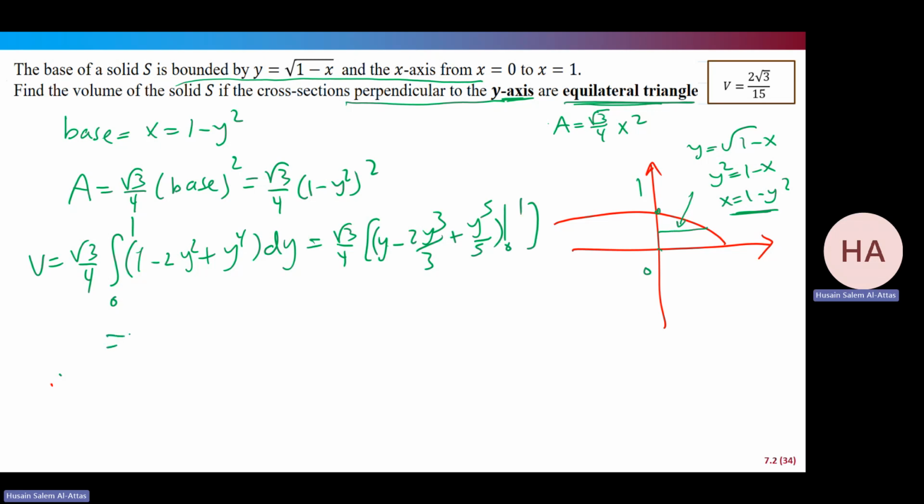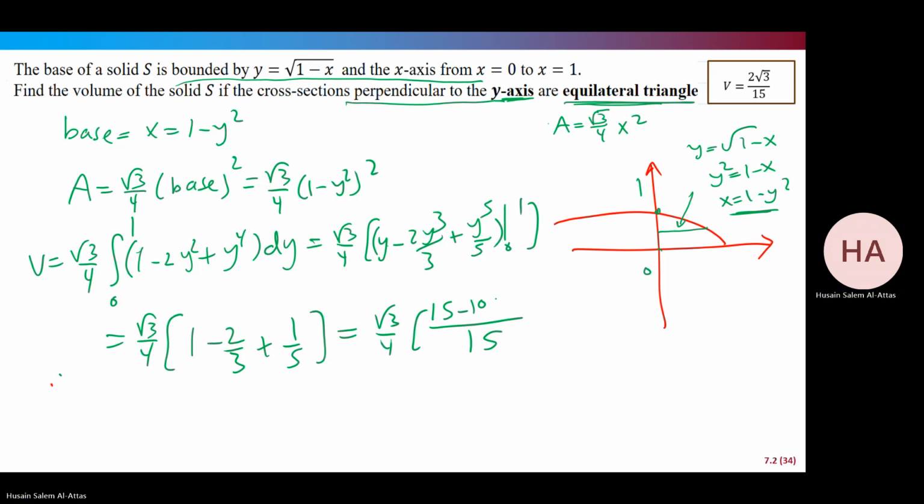Okay, that will be square root 3 over 4 times (1 minus 2 over 3 plus 1 over 5). With a common denominator of 15, I have 15 minus 10 plus 3. That gives me what? 15 minus 10 is 5, plus 3 is 8. That will be 2 square root of 3 over 15. That will be the answer.